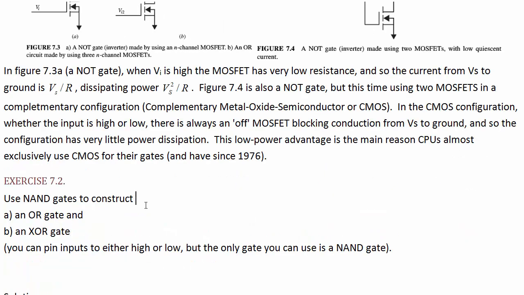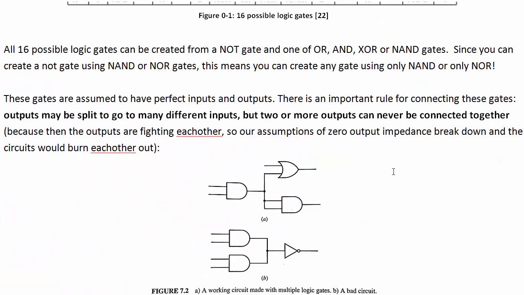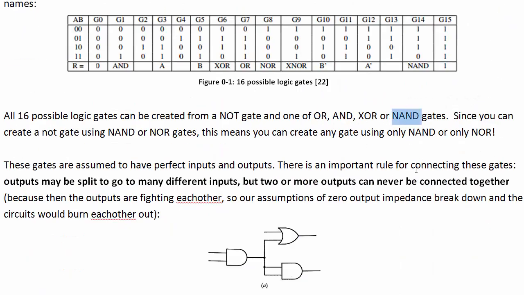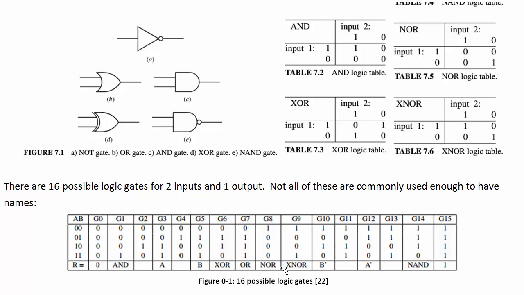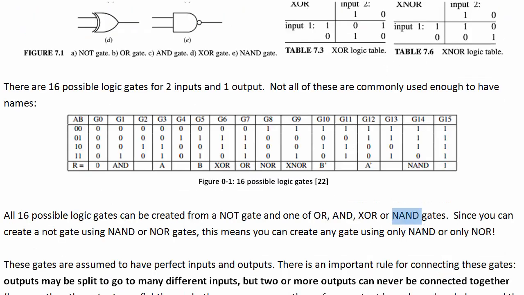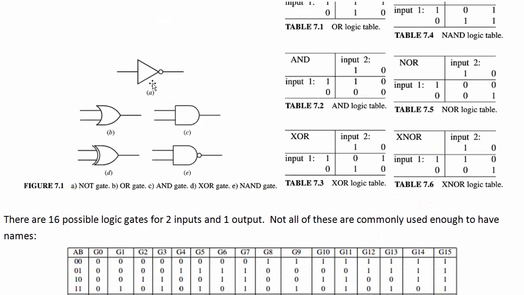Okay, exercise 7.2. This is going to be pretty challenging. It's a design exercise. Let's see if you can figure this out. Use NAND gates to construct an OR gate and an XOR gate. So it turns out that the NAND gate is so versatile that you can use it to build any of the other gates that you want. You can just combine NAND gates only and make all of these things.